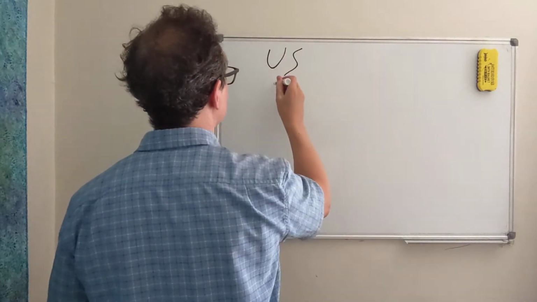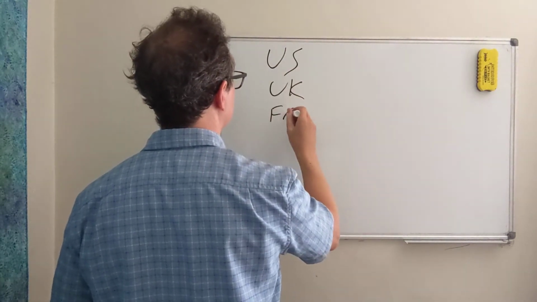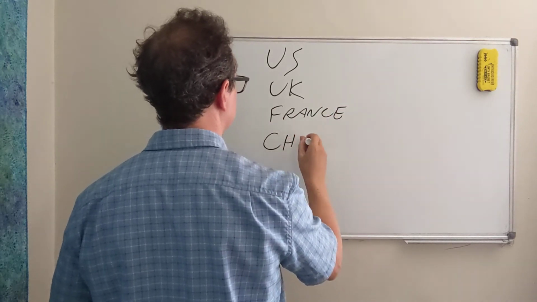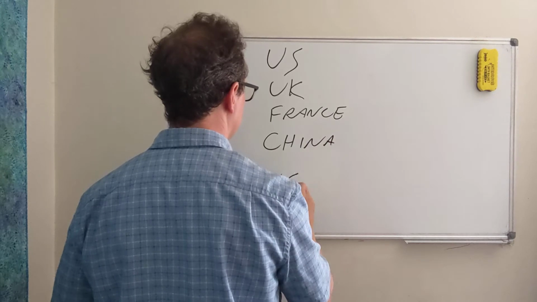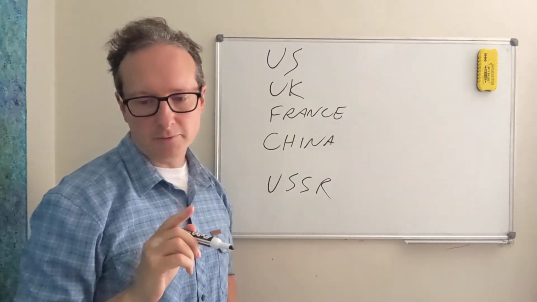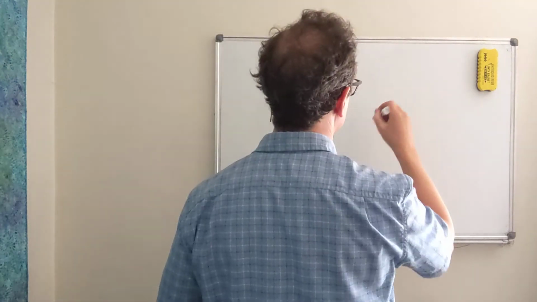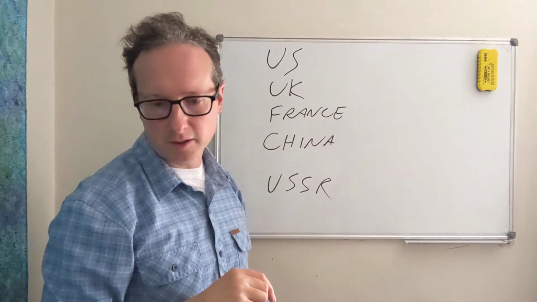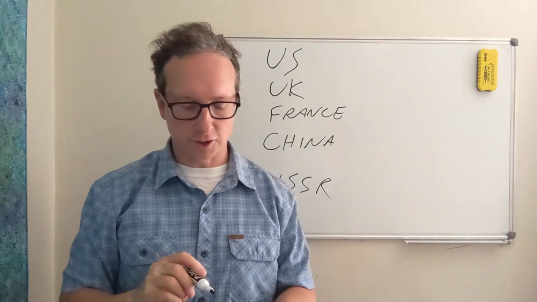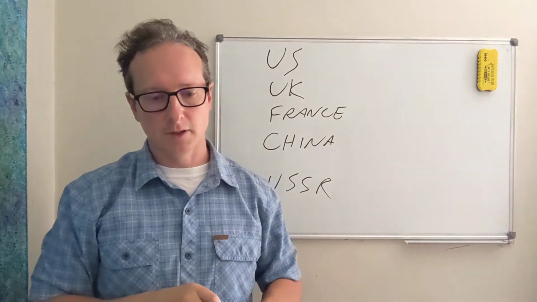So the US, UK, France, China, and the USSR. Okay. And they were victorious over Germany and Italy. I guess I won't write those up there. And the rest of the Axis powers were Japan and their allies.